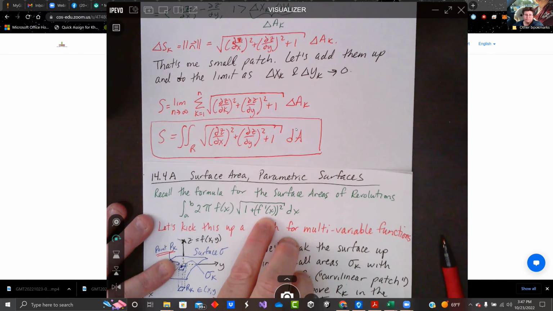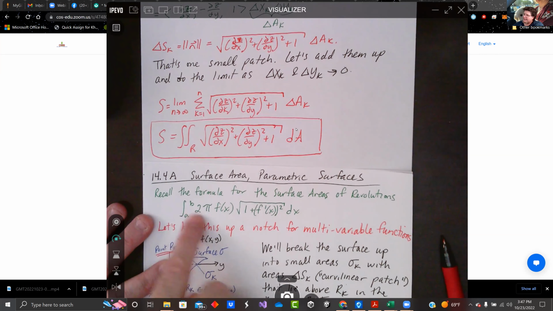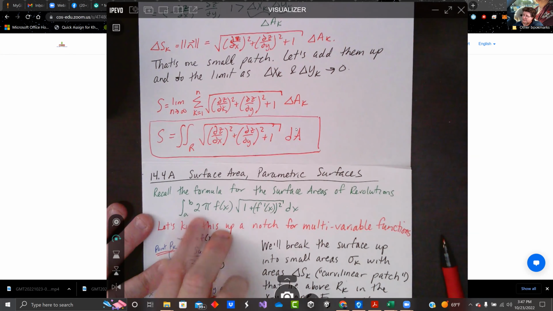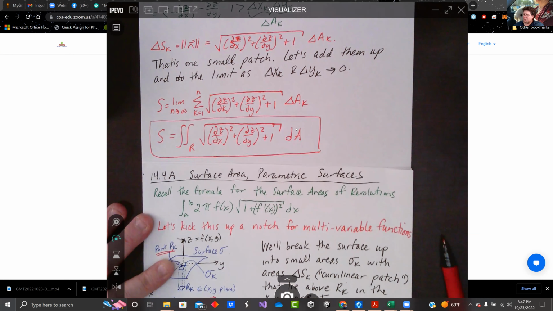The derivative squared, and a 1. The 2 pi came from revolutions. The idea here was to make this the surface, and we're not revolving the surface.